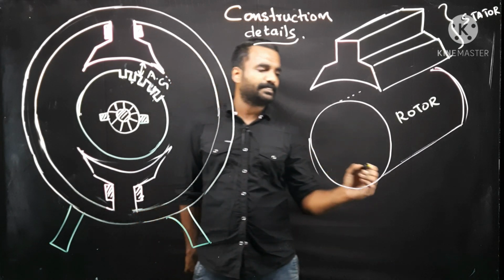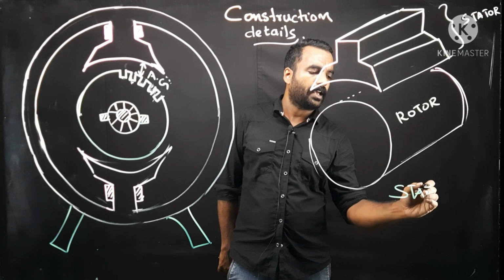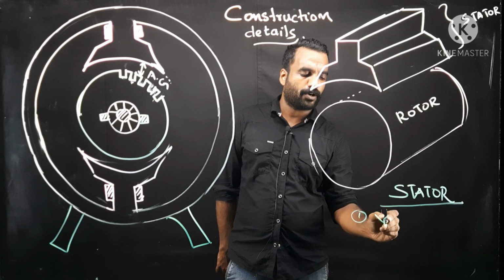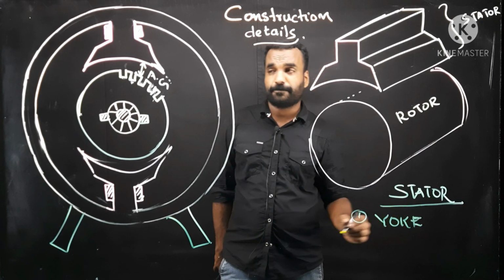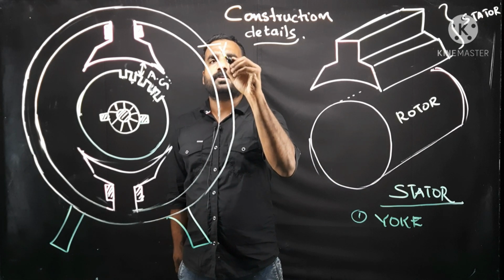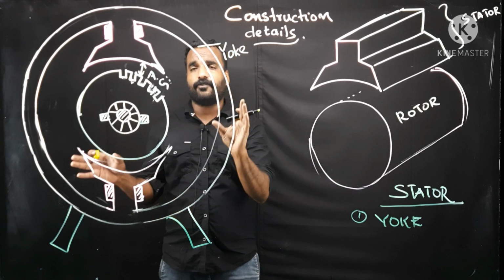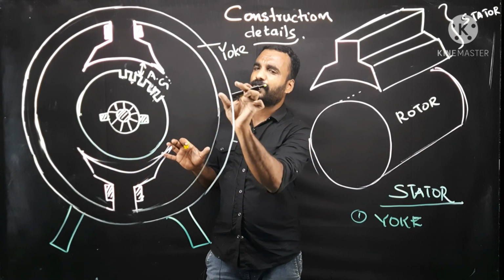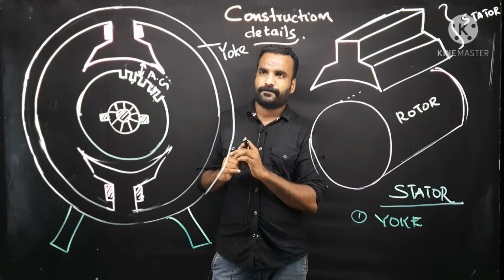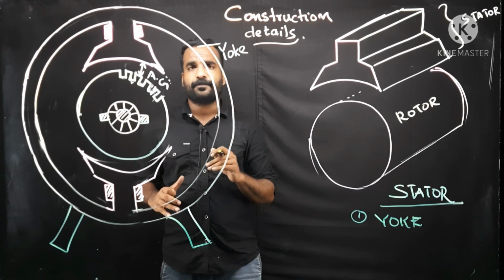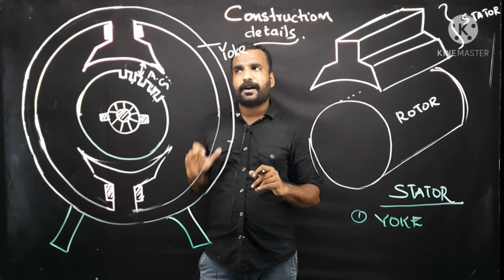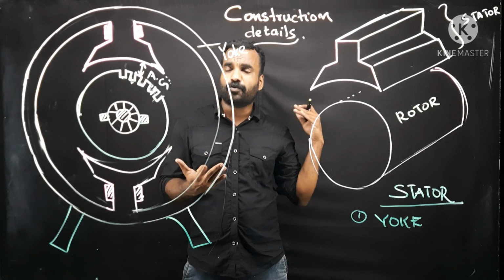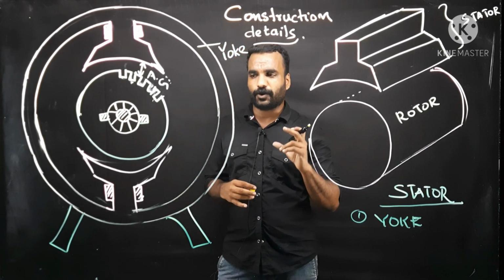So in the stator we mainly have three parts. The first one is the yoke. Yoke is the outer covering of the motor. Whenever you see a generator or motor, generally you are seeing the yoke. What are the functions of the yoke, and what material do we use to make it? These are the things I want to point out.